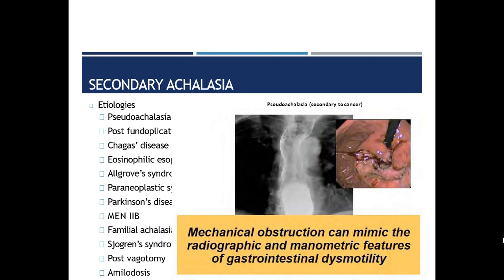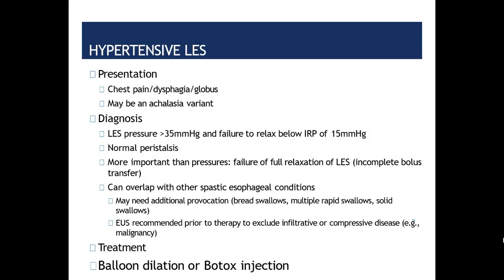Now what is secondary achalasia? That was the primary achalasia, and this is the secondary achalasia. Etiology is pseudoachalasia, post-fundoplication, Chagas disease, eosinophilic esophagitis, Allgrove syndrome, and so on. You can see the list. So mechanical obstruction can mimic the radiographic and manometric features of gastrointestinal dysmotility.